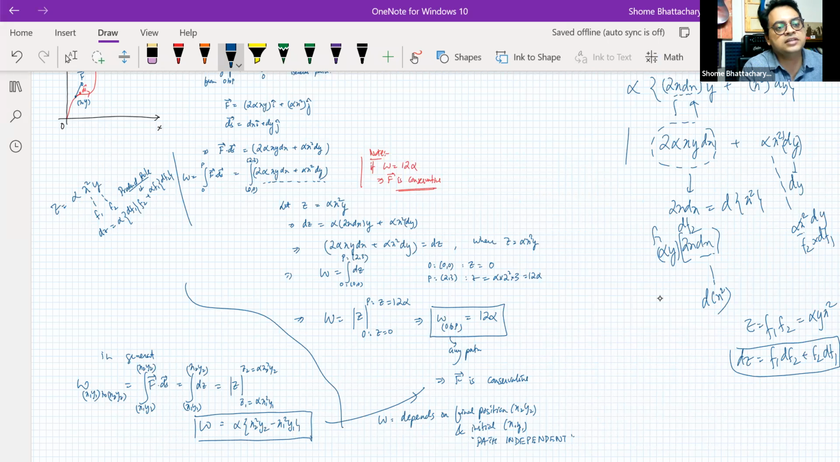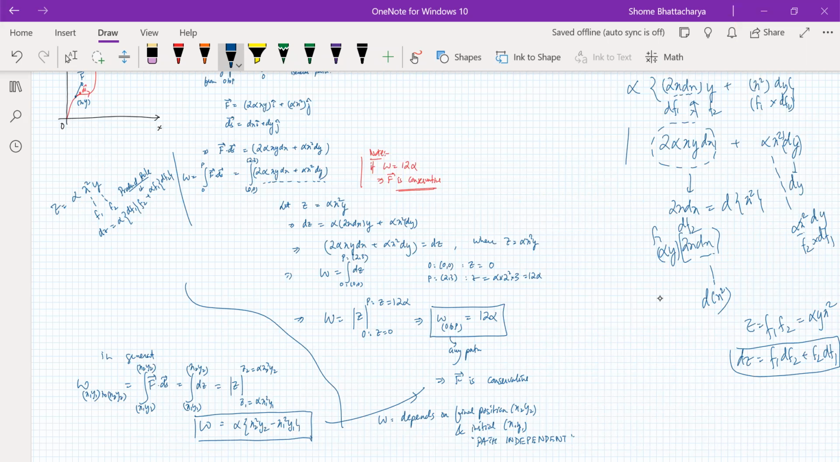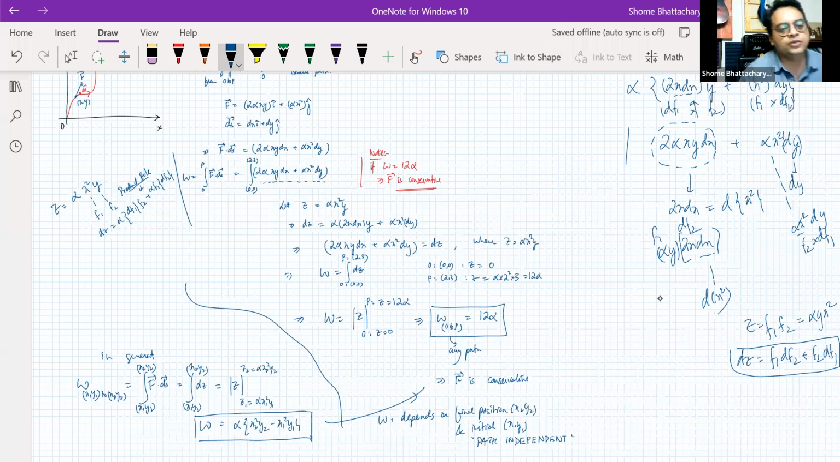This is the first function's derivative, and this is the second function, and this is the first function into the derivative of the second function. Got my point, no? Yes, sir. And alpha is just a constant, take it outside, it doesn't matter.